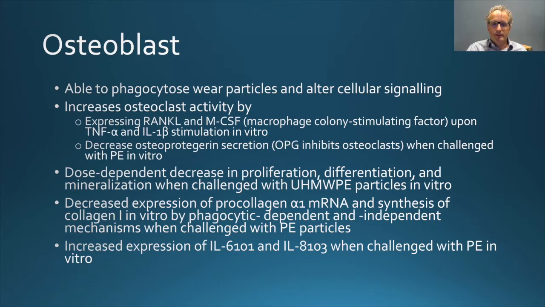Osteoblasts can also phagocytose wear particles and alter cellular signaling. They increase osteoclastic activity through the RANKL pathway and macrophage colony stimulating factor. And that's if you in vitro put tumor necrosis factor alpha and interleukin 1 beta. They also decrease the osteoprotegerin secretion, which is part of the feedback loop, which usually inhibits osteoclasts. And this is all dose dependent. And then the last 2 points, they're decreasing the production of bone and collagen.